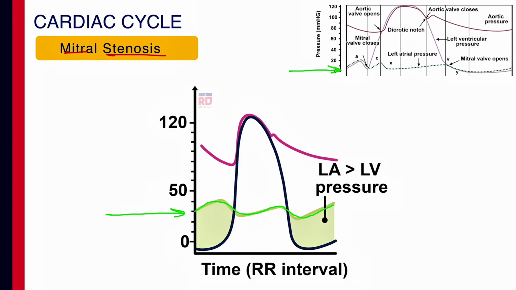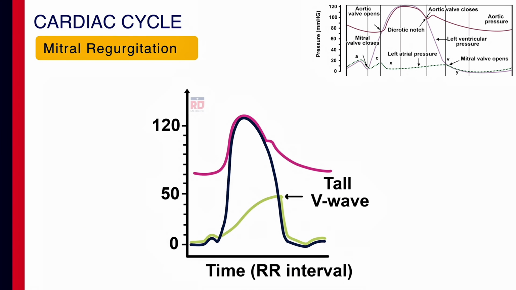In a normal heart, after the aortic valve closes and the mitral valve opens, left atrial and left ventricular pressure should come close together during diastole because blood flows easily from the atrium to the ventricle. But in mitral stenosis, that doesn't happen. Instead, there is a persistent pressure gradient between the left atrium and left ventricle during diastole because blood is trying to pass through the tight, stenotic valve. That's why you have this higher pressure here throughout the cardiac cycle.